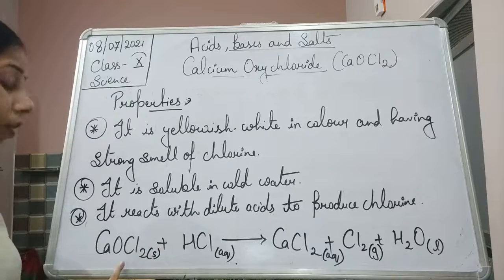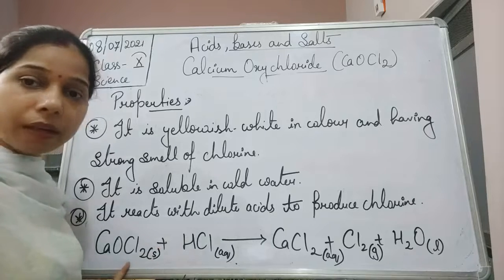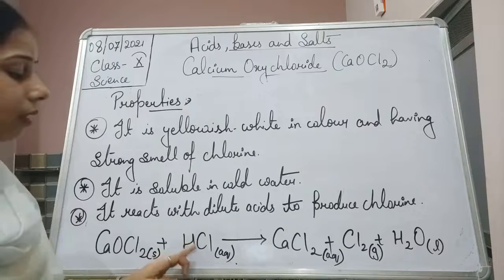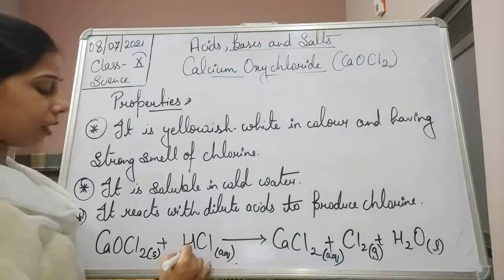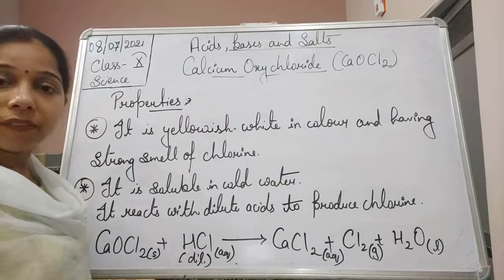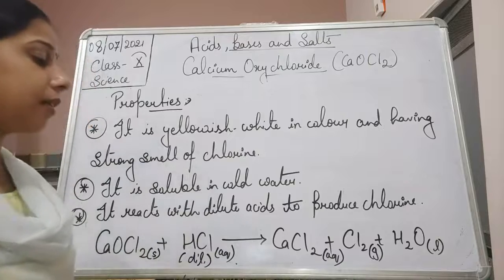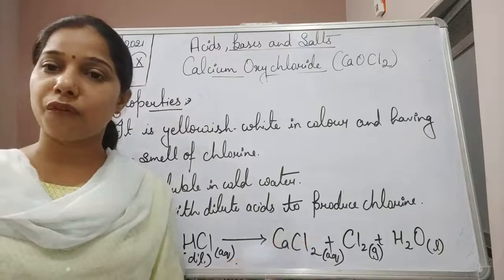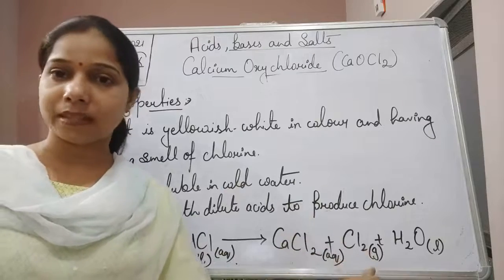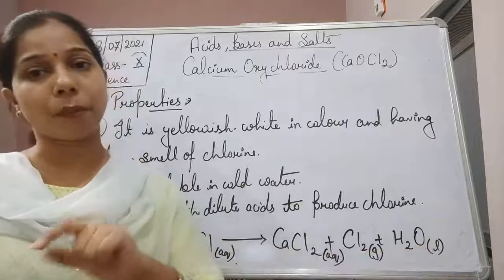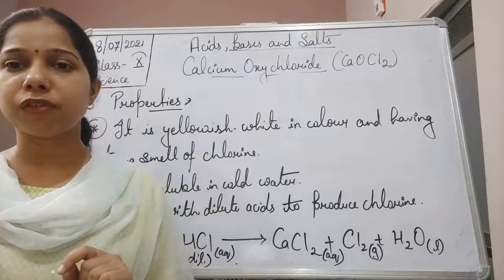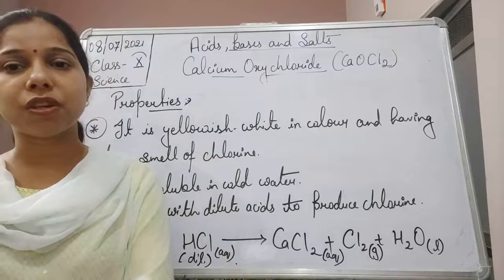So this is what, student, this is the calcium oxychloride. This calcium oxychloride, when it reacts with the dilute acid, this is the dilute form. When it reacts with the dilute hydrochloric acid, then there is a formation of calcium chloride. Chlorine gas is released and water is also formed along with it. Okay, so this is another kind of property which is shown by the bleaching powder.